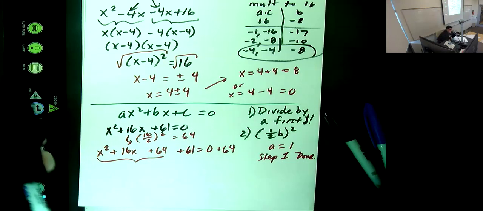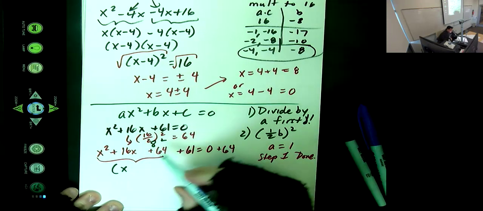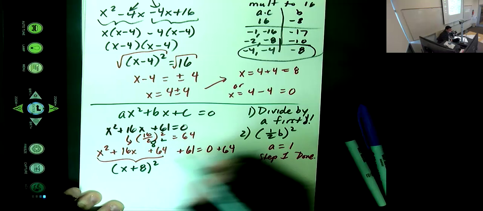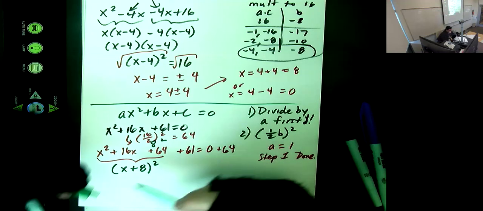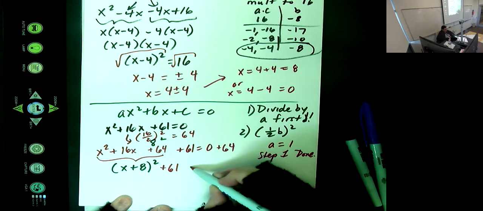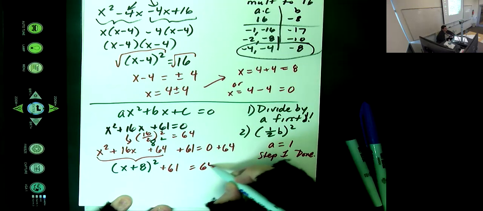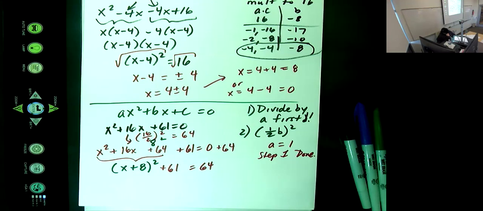This was 8 squared. So this condenses down to x plus 8 squared. I still have the plus 61 and it's equals 0 plus 64 is 64. Are we okay with that? Lauren?